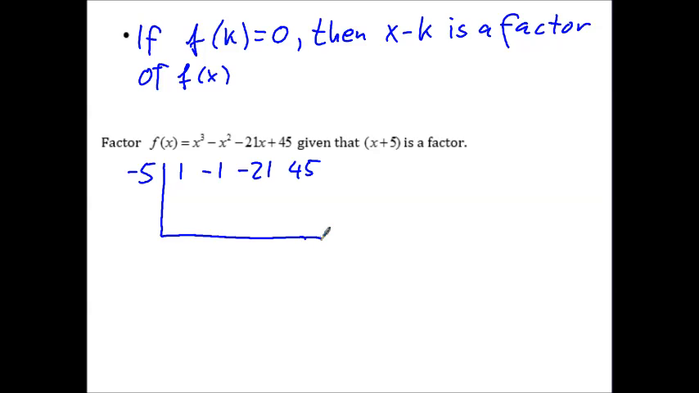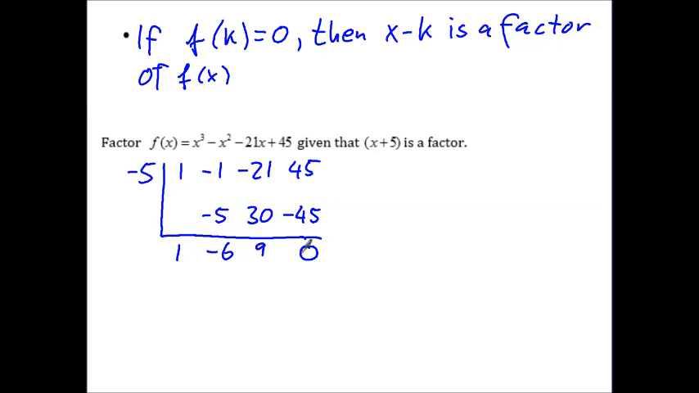We bring down the 1, then multiply negative 5 by 1 to get negative 5. Add negative 1 and negative 5 to get negative 6. Multiply negative 5 by negative 6 to get 30. Add negative 21 plus 30 to get 9. Multiply negative 5 by 9 to get negative 45. 45 plus negative 45 is 0.